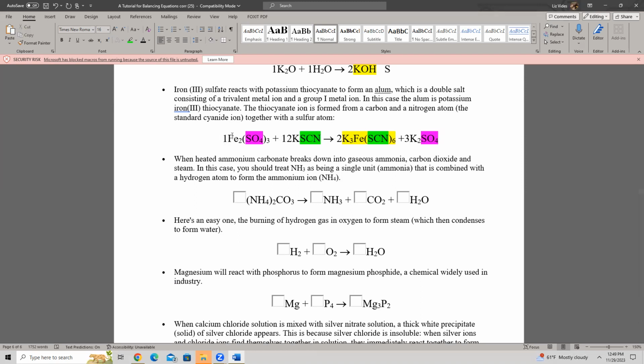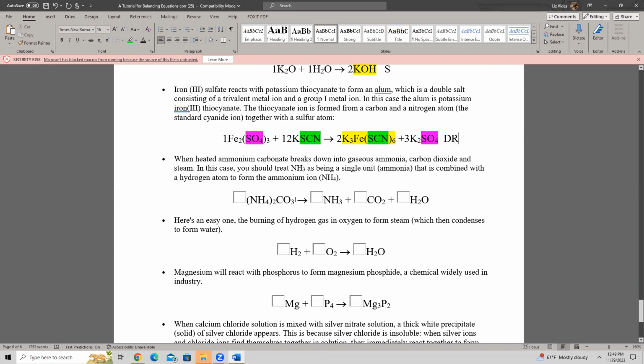And that is where you need to look at certain things. Based on the fact that I put 2 groups together, look at what's going on. The SO4 is with the iron over here, and the potassium with the SCN. Look over here, the potassium is with the SO4, and the iron is with the SCN. So that means this is a double replacement. See? All right, this next one.